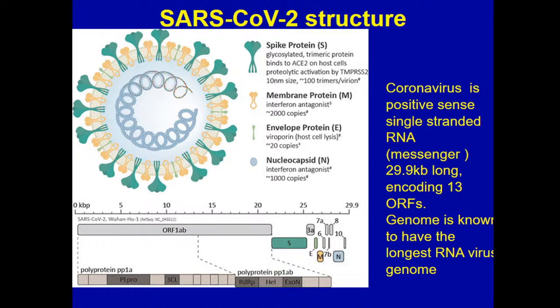So, but then nucleocapsid is of helical symmetry. Can you see the helical symmetry? When the N protein, nucleocapsid protein, binds tightly with the nucleic acid to form ribonucleocapsid. And the N protein is also interferon antagonist. And we may see around 1000 copies of this protein per virion.